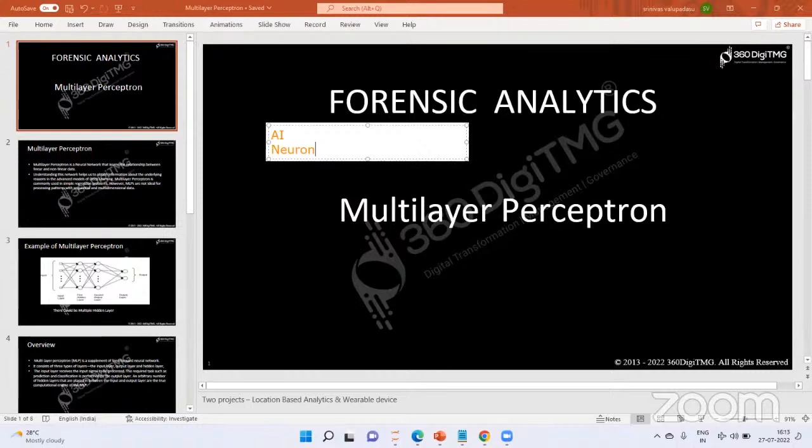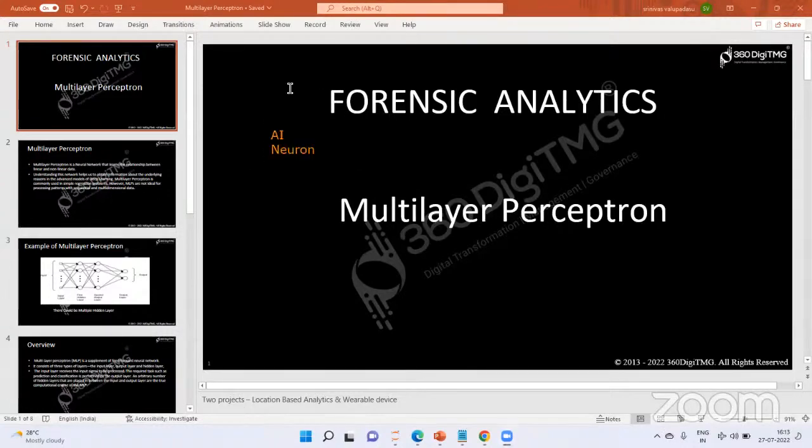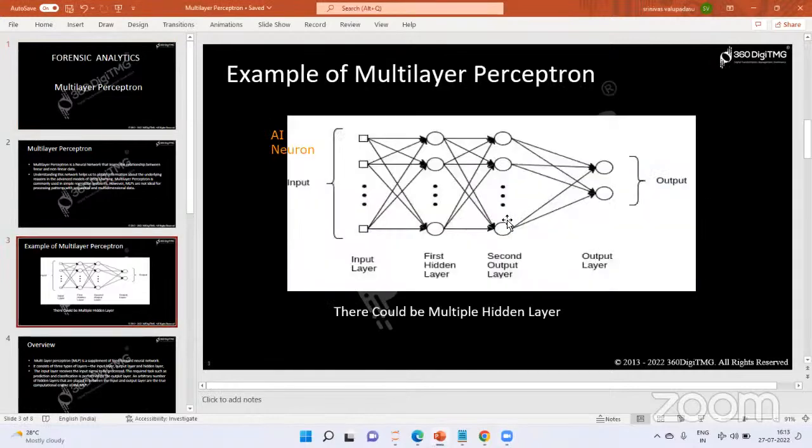So in artificial intelligence also, neurons play an important role. I can take one example. If you see this picture, that is an example of a multi-layer perceptron. A multi-layer perceptron is nothing but one type of neural network. Here you can see the input layer, first hidden layer, second hidden layer, and output layer.